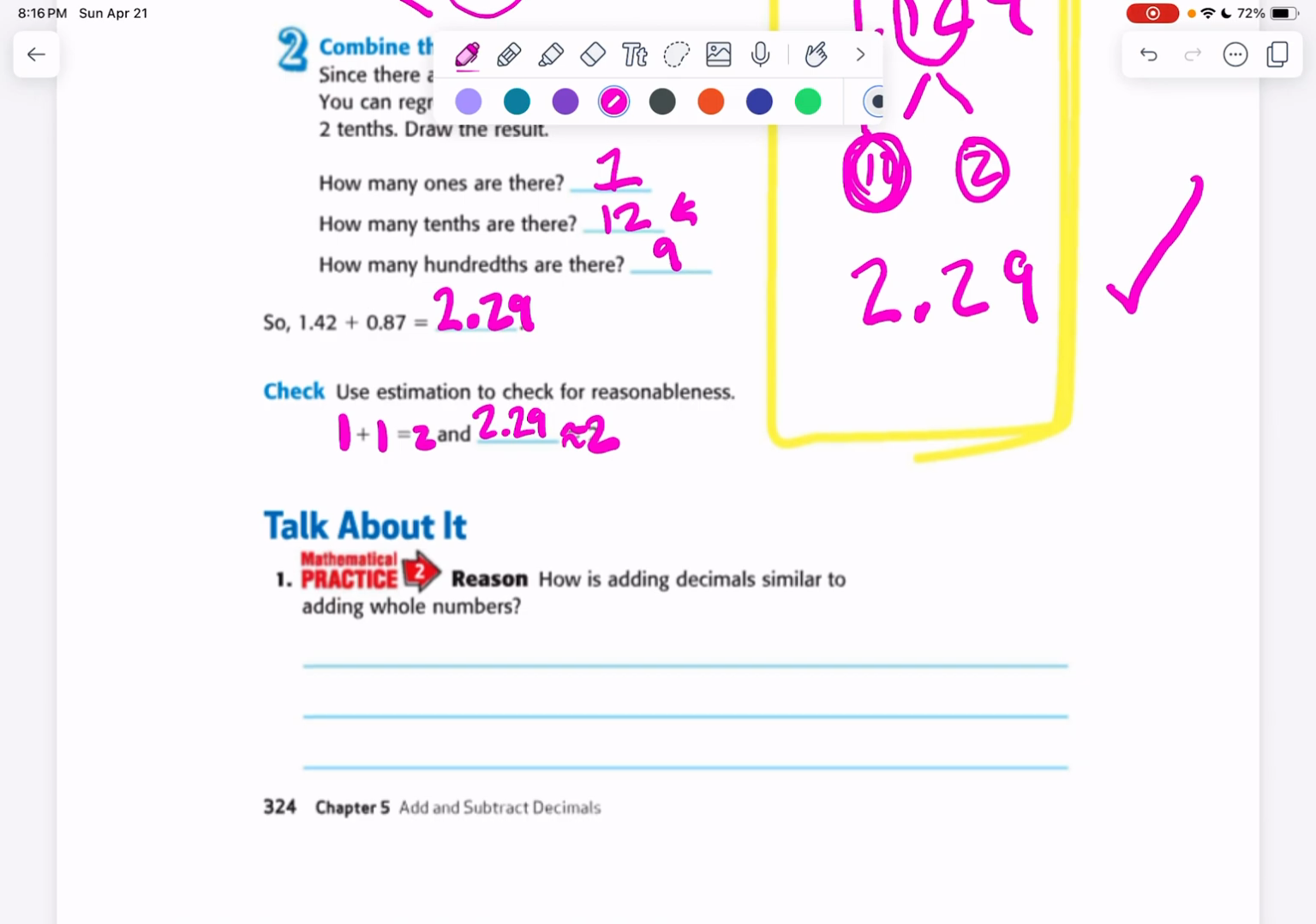How is adding decimals similar to adding whole numbers? Well, wouldn't it be the same if we added 15 plus 9? Well, 9 plus 5 is 14. We can't do that, right? We take this one and regroup it to the next place value, add 1 there, and we end up with 24. So we can still regroup to the next place value to the left, even when it's in the decimals, okay? That's it for now.